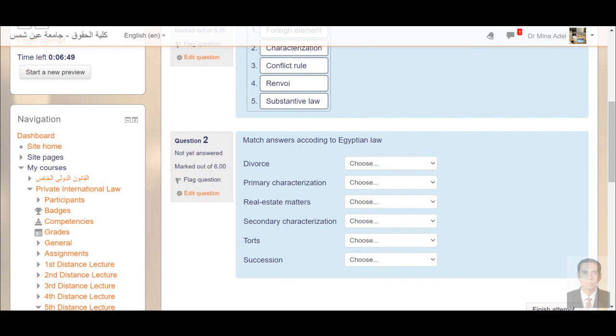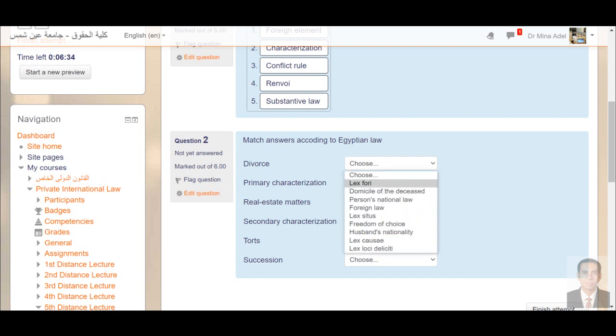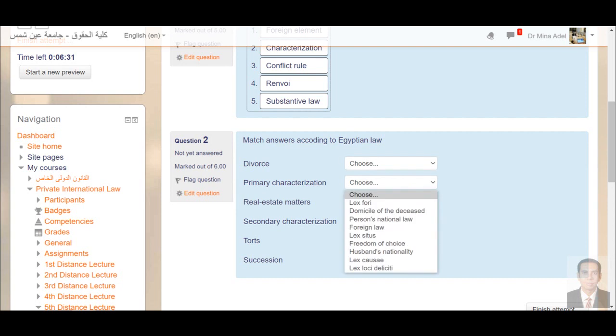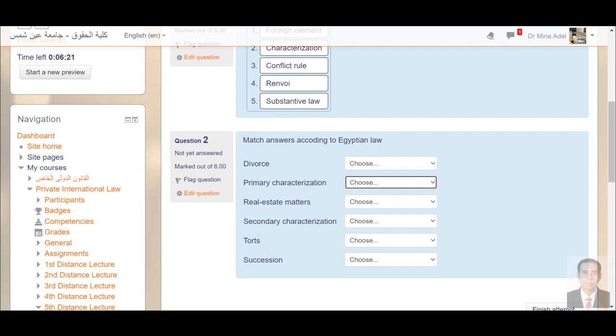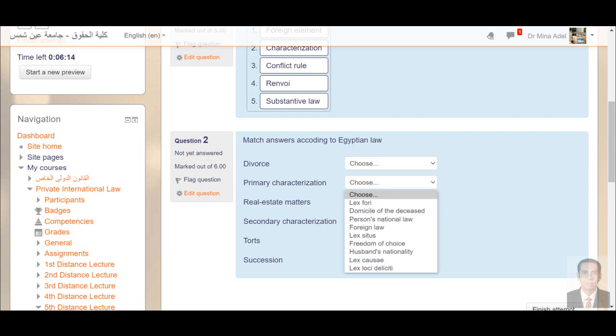Here we have 6 elements, and we will have to choose the corresponding answer. At first we have divorce, so we click on choose, and we have some options here. The options are the same for everyone, the same options for each element, just to make this difference between the first column and the second column. But here we don't have columns, we have to click on choose and select the correct answer.